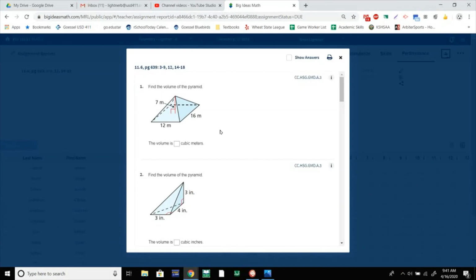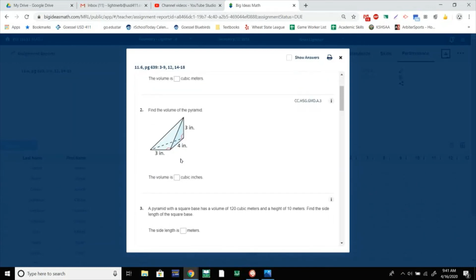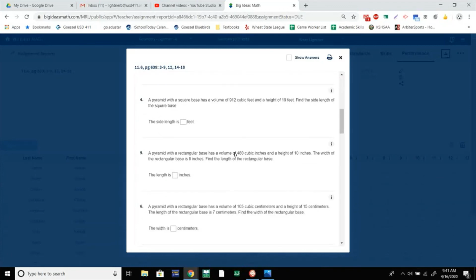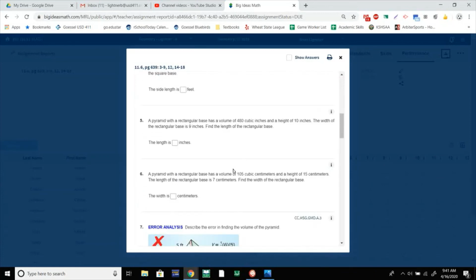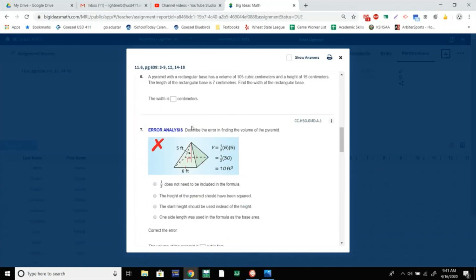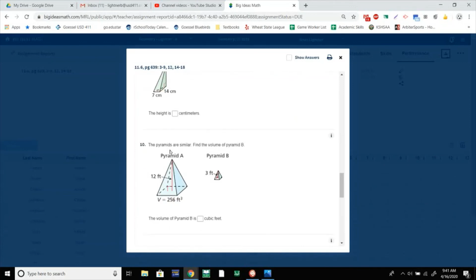Going over the assignment, find the volume of the pyramid. You have a rectangular pyramid and triangular pyramids. Here you get into finding the missing parts. Draw shapes if it helps you. They're telling you the volume, and they want you to find the different parts. You have rectangular bases, square bases. What's the error? Find the height of the pyramid. This is just finding the missing part. It's a rectangular one. Find the height.